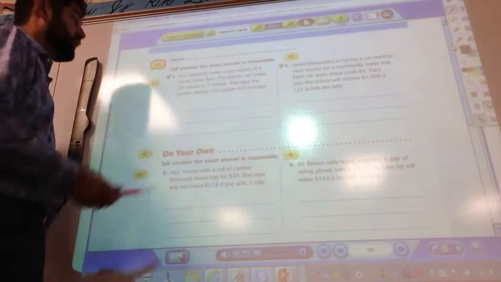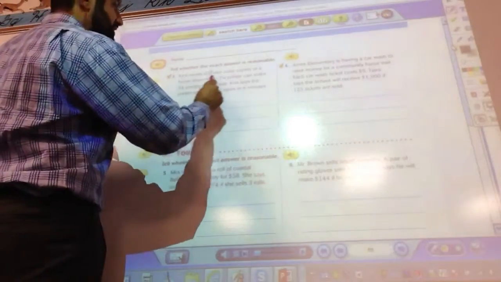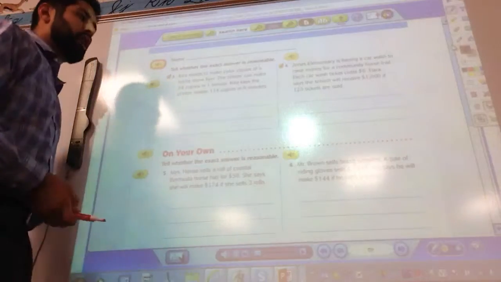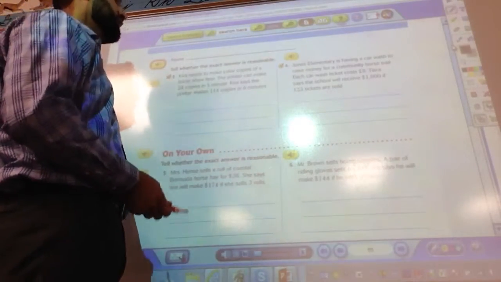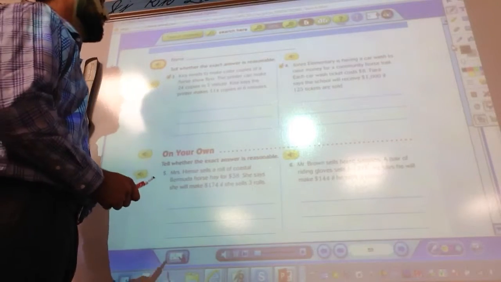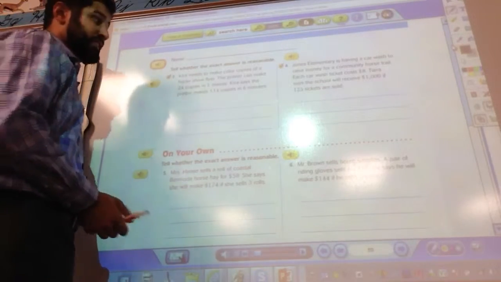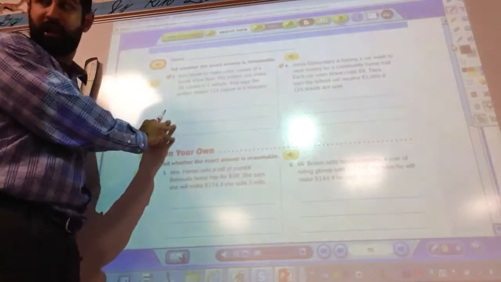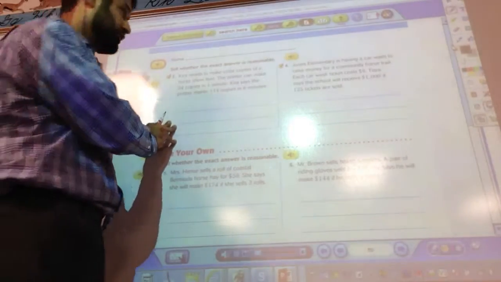I'm on number 3, so I'm going to start over. Kira needs to make color copies of a horse show flyer. The printer can make 24 copies in 1 minute. Kira says the printer makes 114 copies in 6 minutes. Is she reasonable? Well, over here on the space of my page, which looks just like yours, I'm going to do a little bit of math.